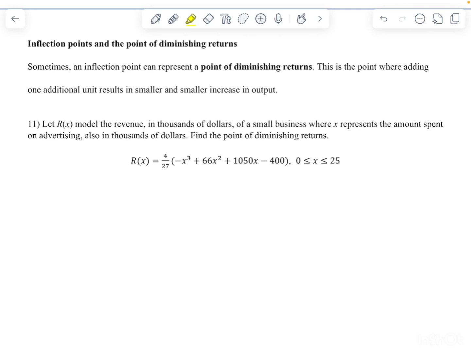Sometimes an inflection point can represent a point of diminishing returns. This is the point where adding one additional unit results in a smaller and smaller increase in output. Now let's take a look at an example.